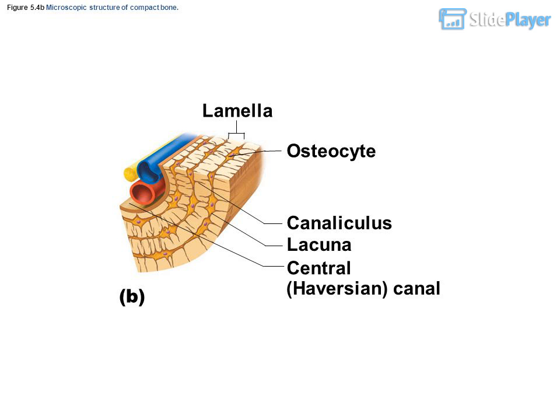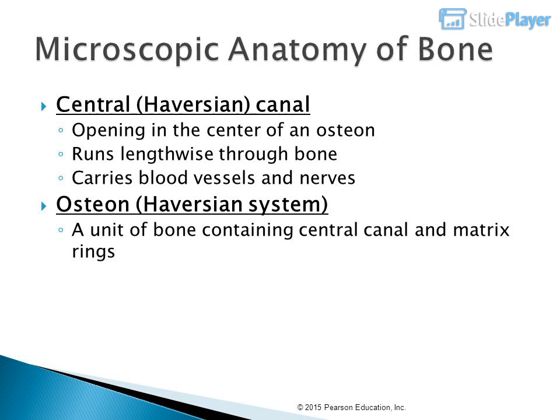Figure 5.4b, microscopic structure of compact bone. Lamella, osteocyte, canaliculus, lacuna, central Haversian canal. The central, Haversian, canal is an opening in the center of an osteon. It runs lengthwise through bone and carries blood vessels and nerves. The osteon, or Haversian system, is a unit of bone containing a central canal and matrix rings.